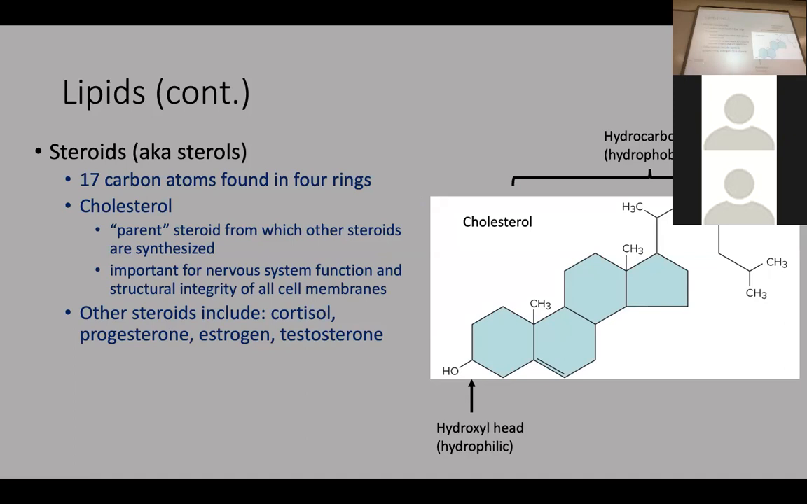Cholesterol is our main steroid. All other steroids are made from cholesterol. So cholesterol will be changed into other steroids. So any other steroids in your body, you have to have cholesterol in the first place to make those steroids. So it's the parent steroid. Important for a lot of things, particularly in the nervous system. When we get into the nervous system, we'll talk about why cholesterol can be really important.